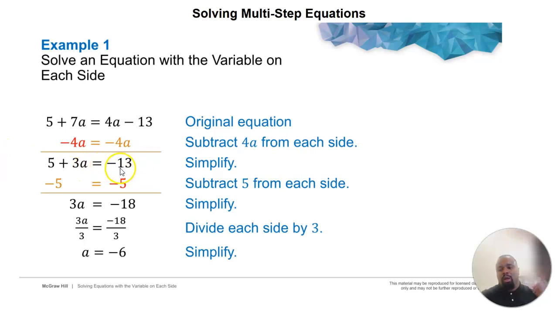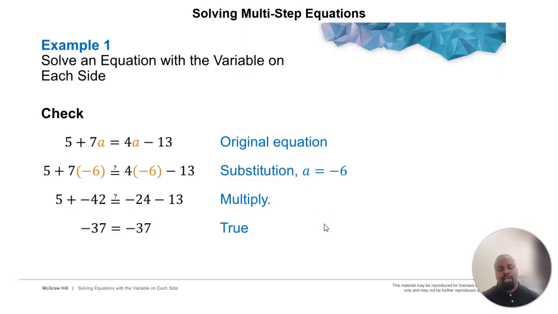Now we got a two-step equation. We got a variable on one side of the equal sign. All right. Now we want to go ahead and move our constant 5 to the other side by subtracting 5. And so negative 13 minus 5 gives you negative 18. So 3a equals negative 18. Divide both sides by 3, and a equals negative 6. You can always check it by substituting into the original equation. If the equation is true, then you got the answer right.